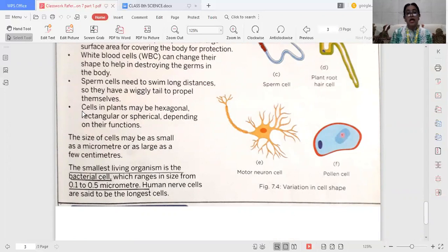I hope you understood. The smallest living organism is the bacterial cell, and the blood cells are also very small. If we talk about our body, then in our body, the blood cells are the smallest and the nerve cells are the longest. And if you say the smallest living organism, that is the bacterial cell. Okay. In plants also, there are some algae which have very large cells. It is about 10 centimeter in length.